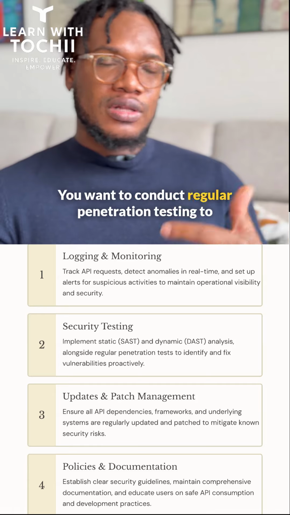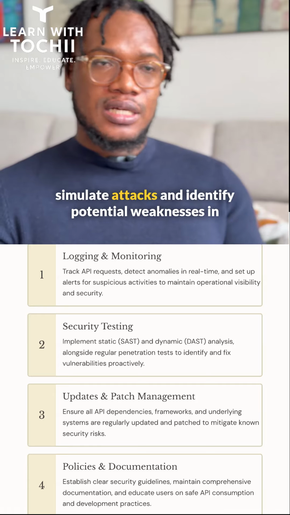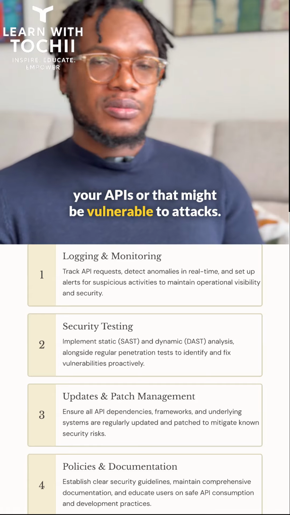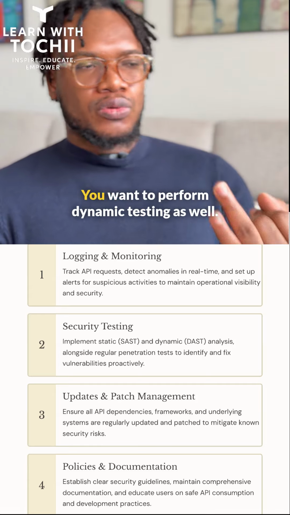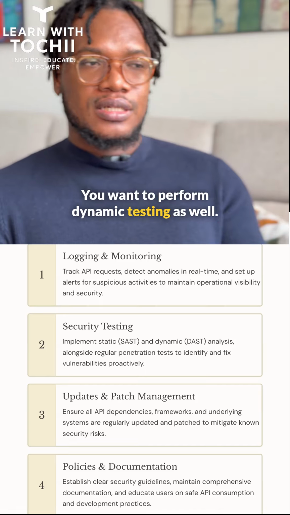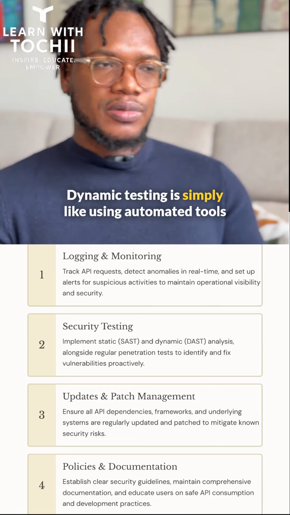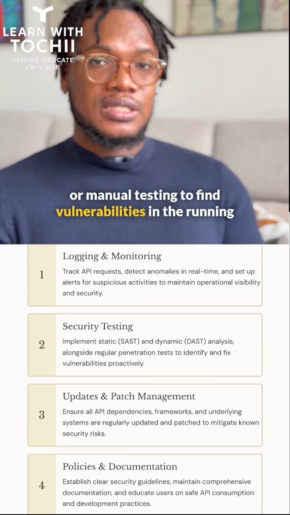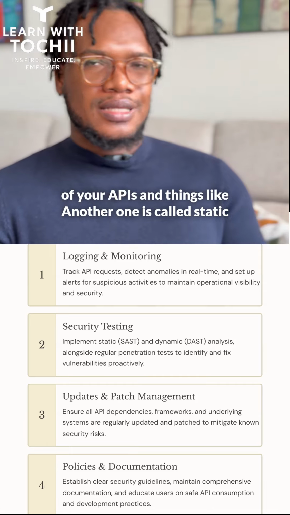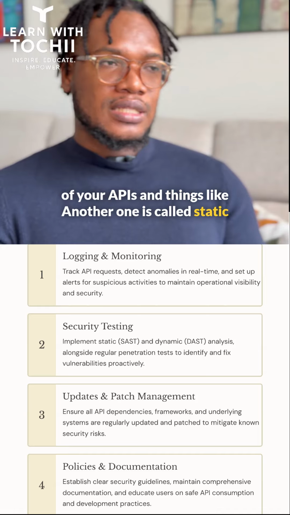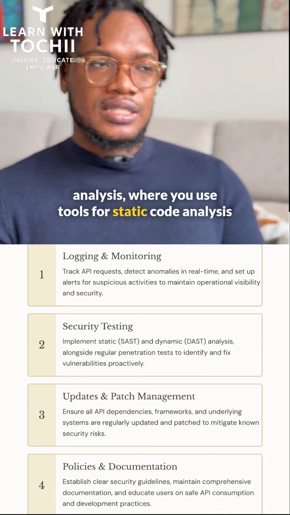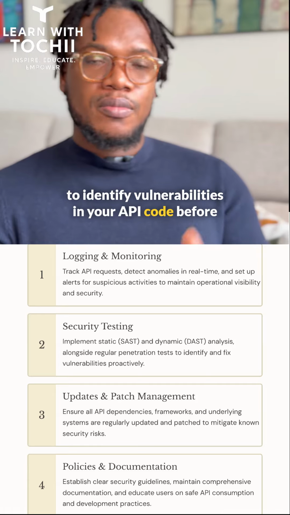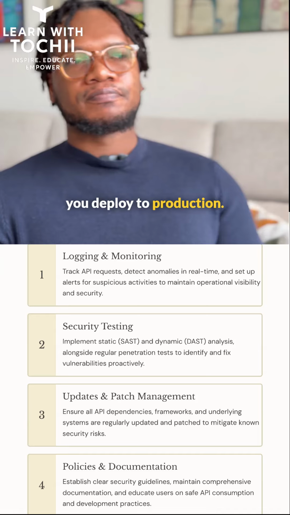You want to conduct regular penetration testing to simulate attacks and identify potential weaknesses in your APIs that might be vulnerable to attacks. You want to perform dynamic testing as well. Dynamic testing is simply using automated tools or manual testing to find vulnerabilities in the running of your APIs. Another one is static analysis, where you use tools for static code analysis to identify vulnerabilities in your API code before you deploy it to production.